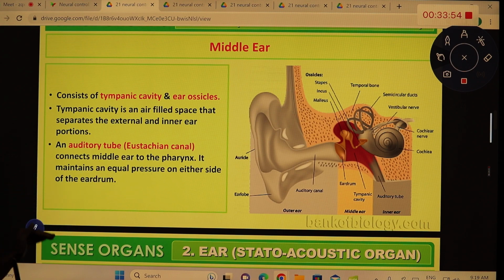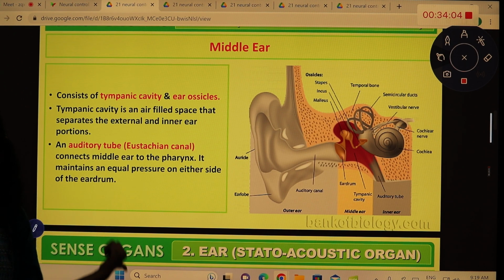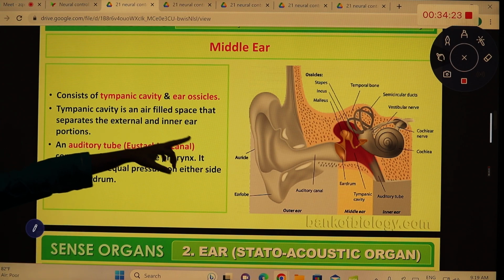So it maintains an equal pressure on either side of the eardrum. I have 2 eardrums, so there has to be an equal pressure maintained. Who is maintaining that equal pressure? The eustachian tube. What is the eustachian tube? It connects your middle ear to the pharynx. Every word I utter is important. Understood, guys? Any doubts? Can we proceed? Okay.